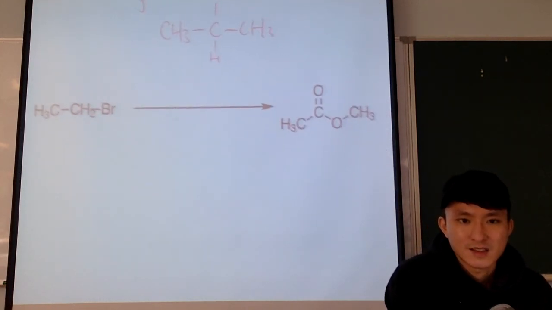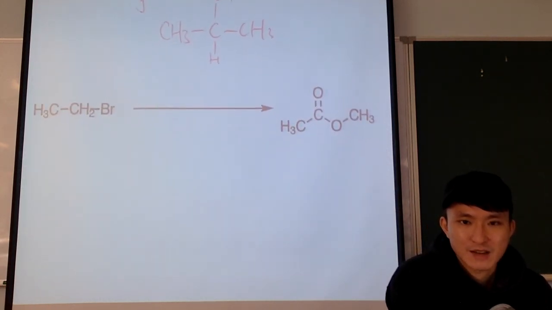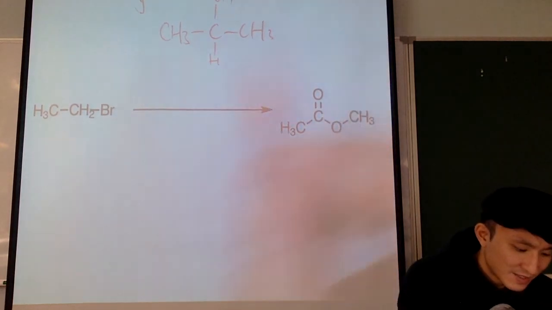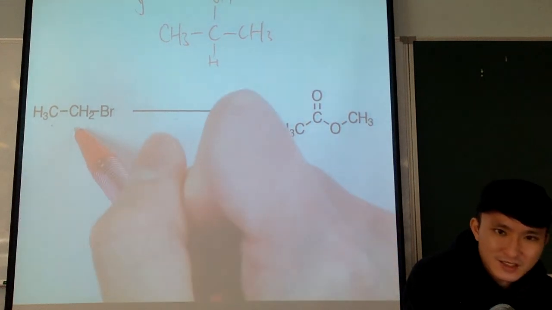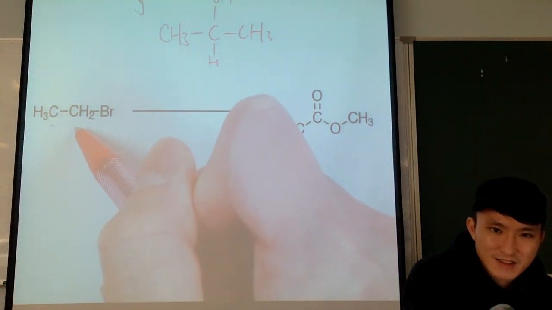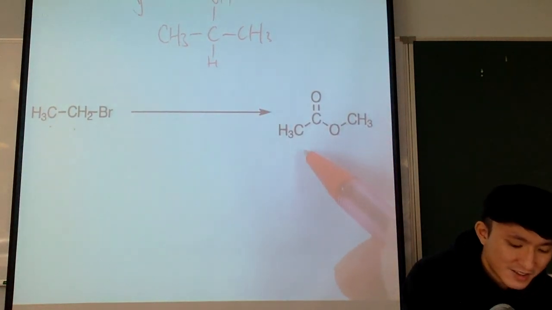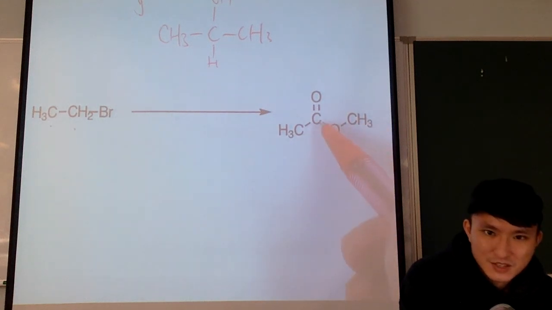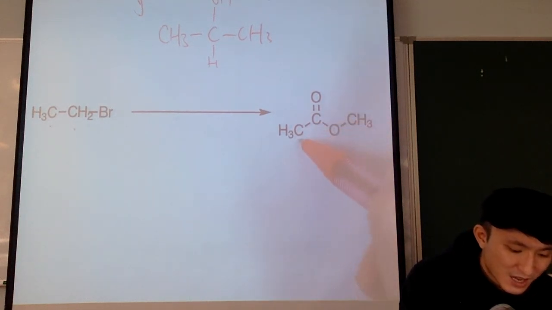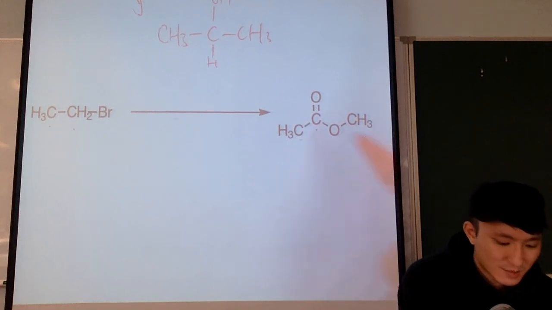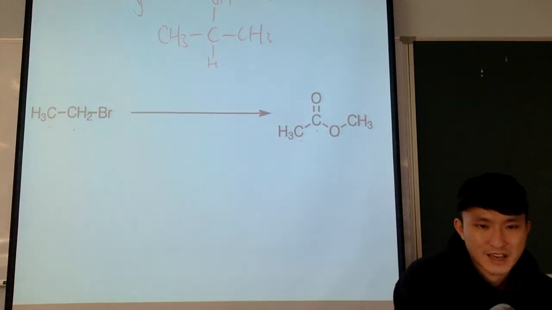Next one, haloalkane to esters. Haloalkane to esters. So now you realize that here the two carbons, this is the starting reactant, the two carbons. And here, this is an ester with 3 carbons. So you see the 2 carbon is from a carboxylic acid. This one must come from the haloalkane here.